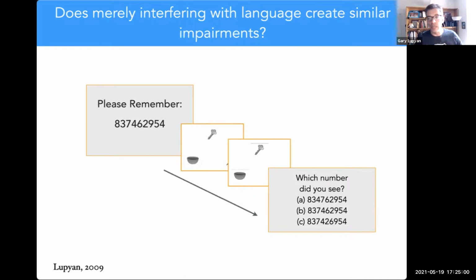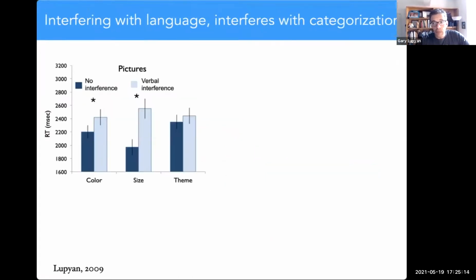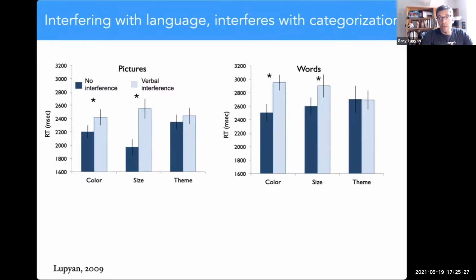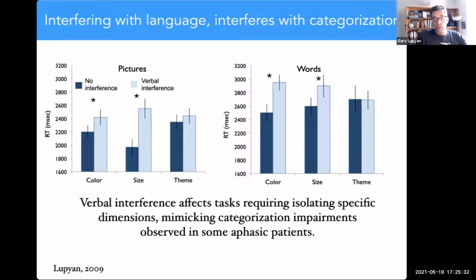One task is having to remember a number, which people are asked to rehearse to help them remember. And when they have to rehearse the number while they do these trials, their performance, not accuracy, stays about the same, but in reaction time is worse, but specifically for again, these color and size trials. And that shows up whether you test people with pictures or words. So it sort of mimics the overall pattern.